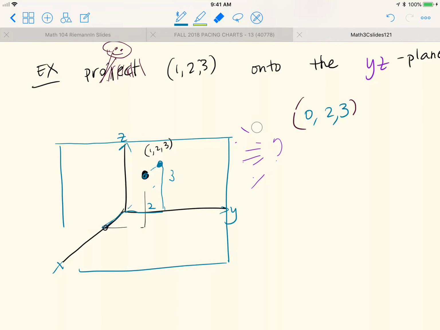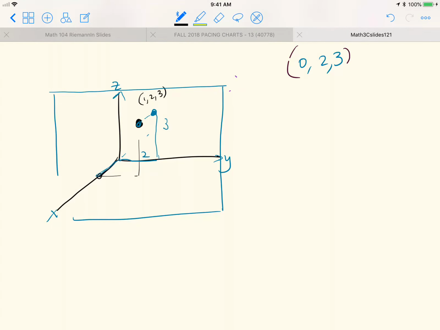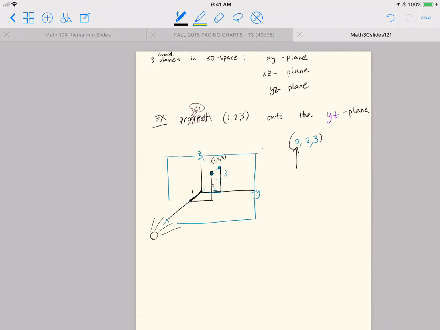And now you would want your light source, if we're still thinking about it in terms of light sources, to be from here projecting towards the plane. What did we do to get to 1, comma, 2, comma, 3? We moved forward 1, to the right 2, and then up 3. But if I want to push it back into this yz plane, then I'm not going to move forward any. I'm going to stay at x equals 0, and I'm going to move to the right 2, and I'm going to move up 3. So we get 0 because you're not moving forward or backwards, 2 because you're moving to the right 2 units, and 3 because you're moving up 3 units.